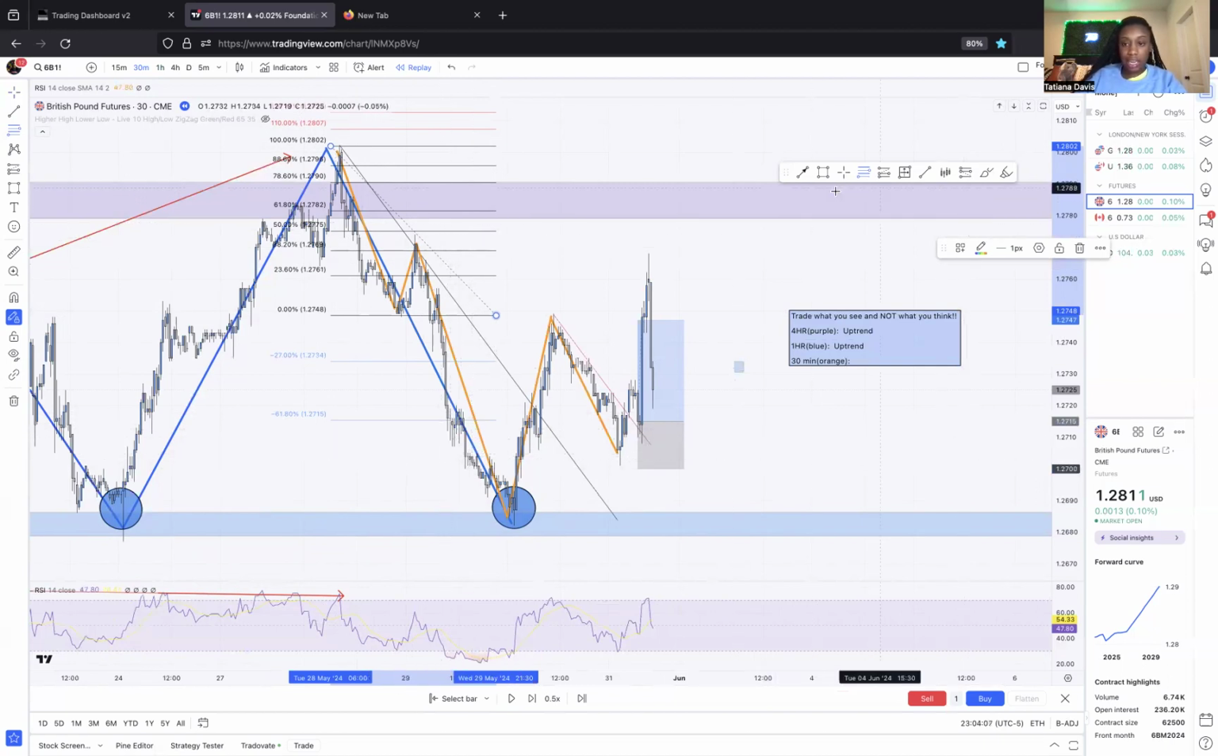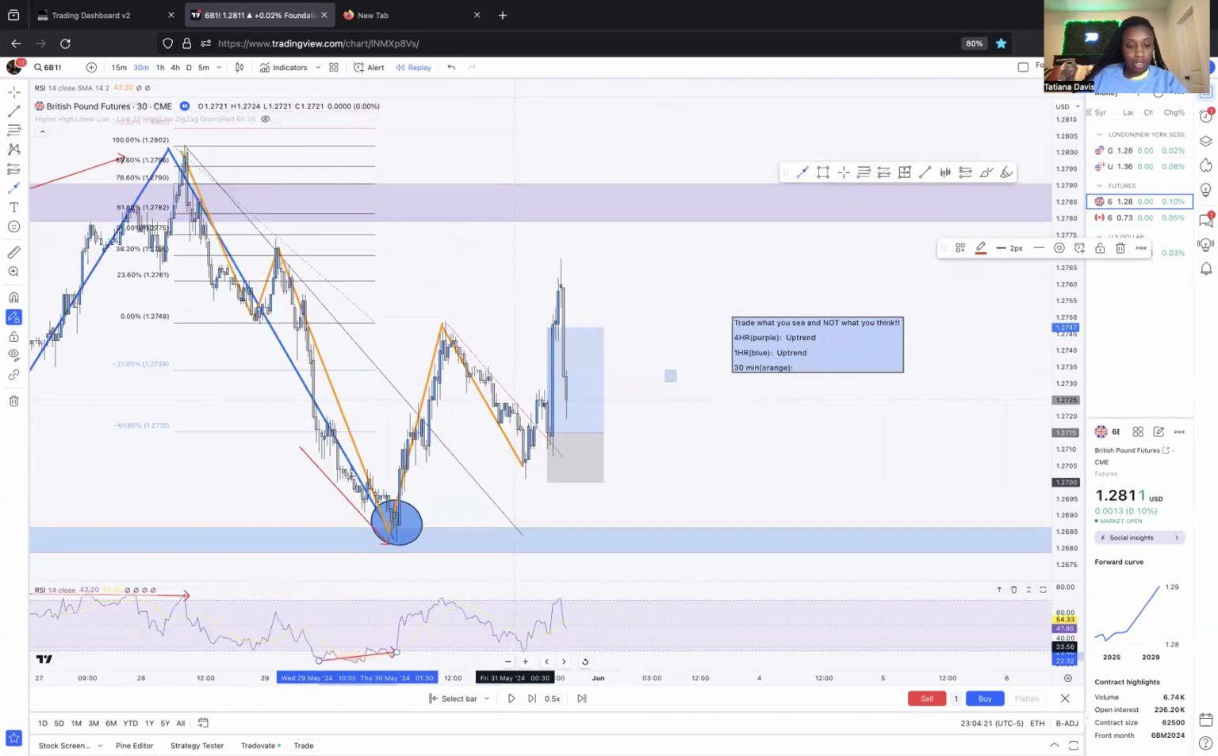Another indication that I had that this 30 minute structure was about to reverse is right here. You can see divergence. Divergence is where you have the price trending in one direction on the chart, and it is trending in the opposite direction on your RSI. So you can see down here that as price is going in a downtrend, the RSI is going in an upward trend.